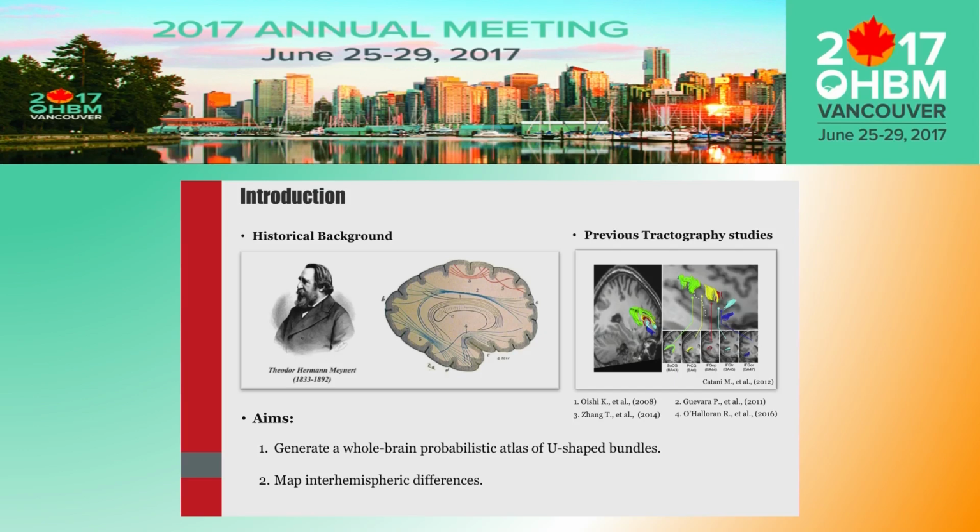One group has used a manual approach or virtual in vivo dissections in specific regions of the brain, such as the frontal lobe, to show these tracts. Other studies have used advanced clustering methods to distinguish between the large association tracts and the short U-shaped fibers. The aim of our study was to generate a whole brain probabilistic atlas of the U-shaped bundles, and also to map interhemispheric differences in these tracts.